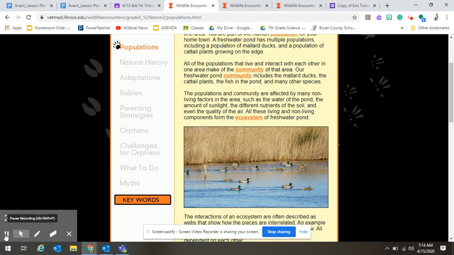So the populations and community are affected by many non-living factors in the area, such as the water of the pond, the amount of sunlight, and the different nutrients of the soil, and even the quality of the air. Another example in an aquatic ecosystem, if you fertilize your yard and you've got a pond in your backyard, and that fertilizer runs into your pond, it can actually hurt the ecosystem of that pond because it will help the plants grow and you'll have an overgrowth of aquatic plants in the pond. And then those aquatic plants are adding too much oxygen. It basically suffocates fish and other wildlife because they are getting too much oxygen.